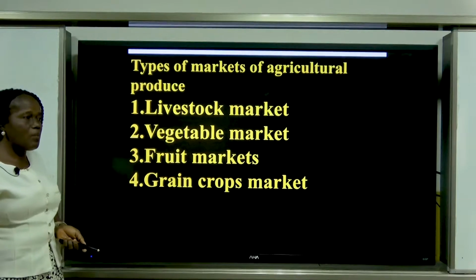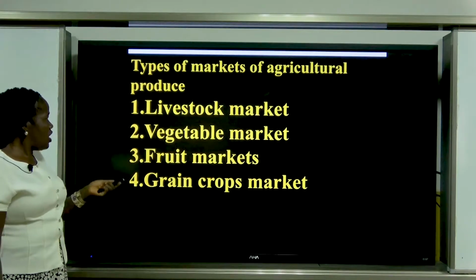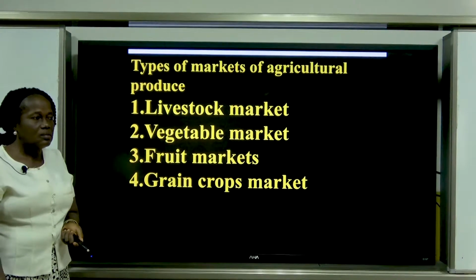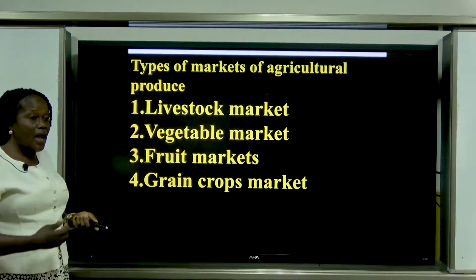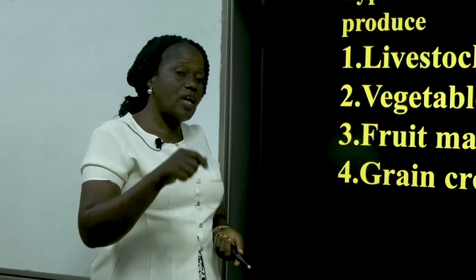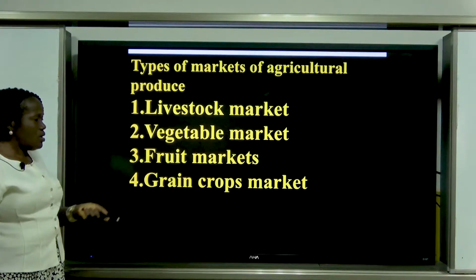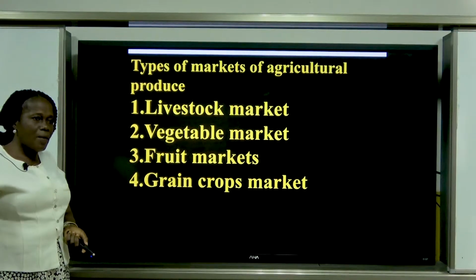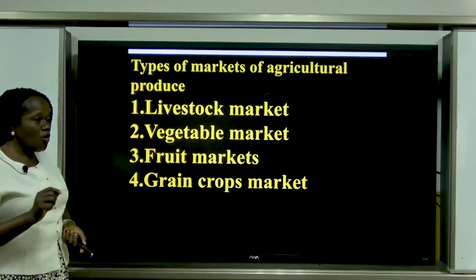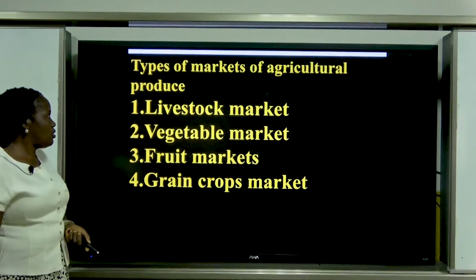Now you have different types of agricultural produce and different markets for agricultural produce. The first one is the livestock market. In Nigeria, we have a lot of livestock markets. If you are looking for livestock, which is farm animals, you have to go to the livestock market before you are able to purchase. Assuming you are looking for a cow, if you go to the yam market, you cannot get a cow from there. So it's better for you to identify a particular livestock market, walk up to that market, and purchase your livestock.